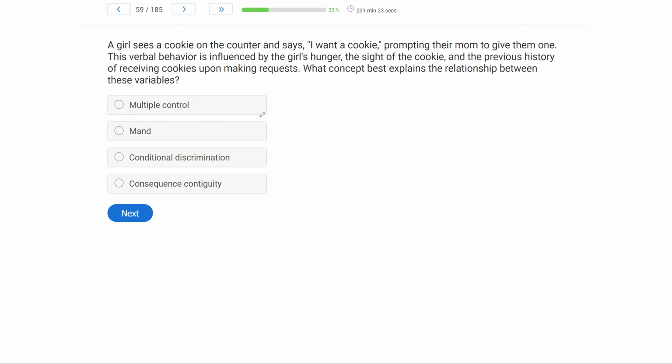All right, so be careful here. What is the question asking about? It's asking about the relationship between the variables. It's not just asking about the verbal operant, right? When the girl says, "I want a cookie," and they get a cookie, but the relationship between hunger, which is the MO, sight of the cookie, which is the visual, and then the learning history of receiving cookies. So when we have all these different variables in play that are impacting the verbal behavior or whatever verbal operant is evoked, what do we call that?